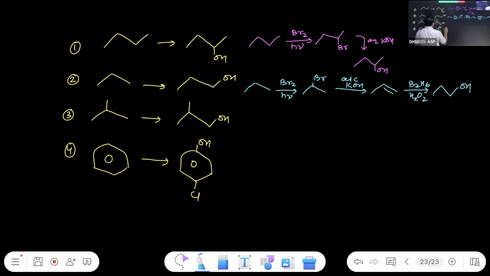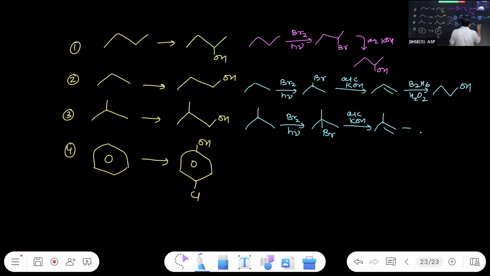And the last, third one: again bromination, next alcoholic KOH, again B2H6 H2O2, because we need the terminal alcohol. Note it down, then we'll discuss the fourth one. The last one.